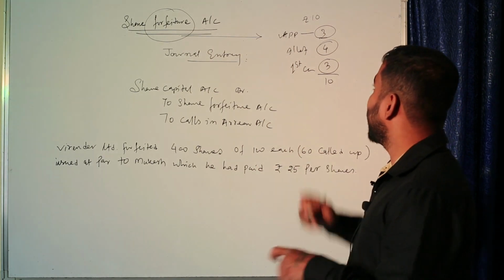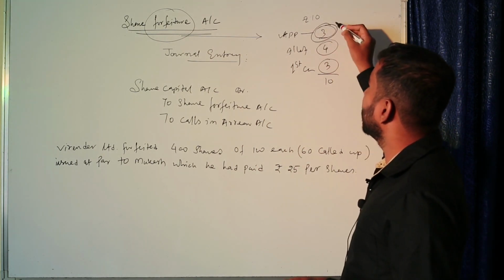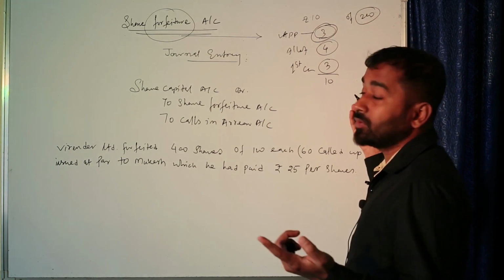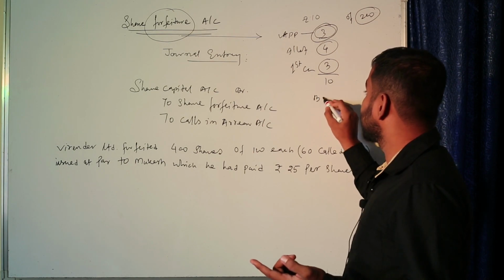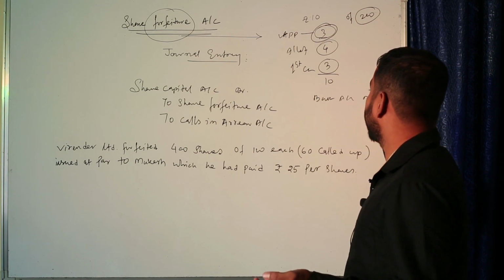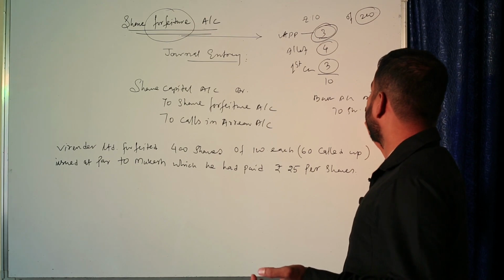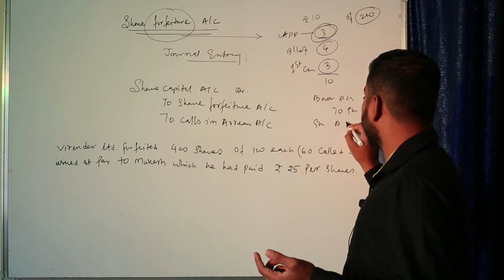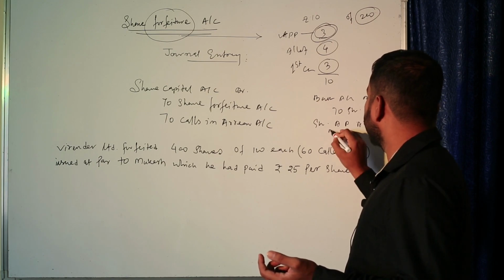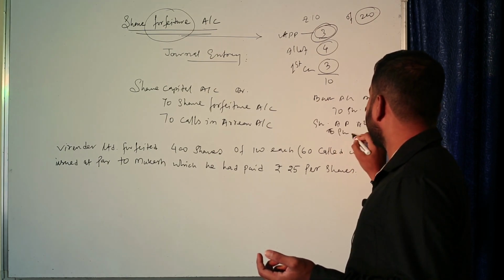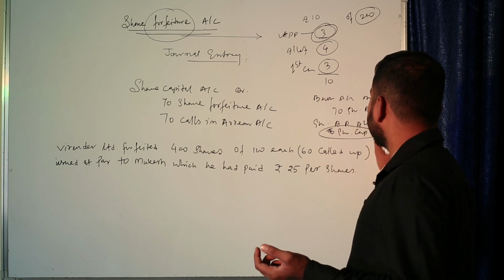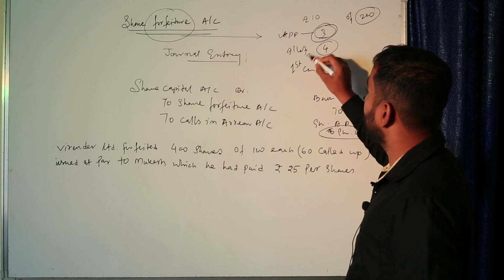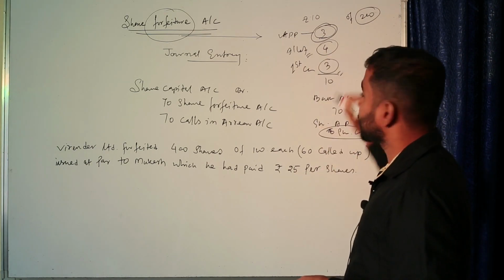For example, if the application money is rupees 3 per share of 200 shares, how is that application money written? The journal entries: first the receiving entry, bank account debit to share application account, and again share application account debit to share capital. See that? So that money ultimately goes to share capital. It is exactly the same in allotment and in first call also.